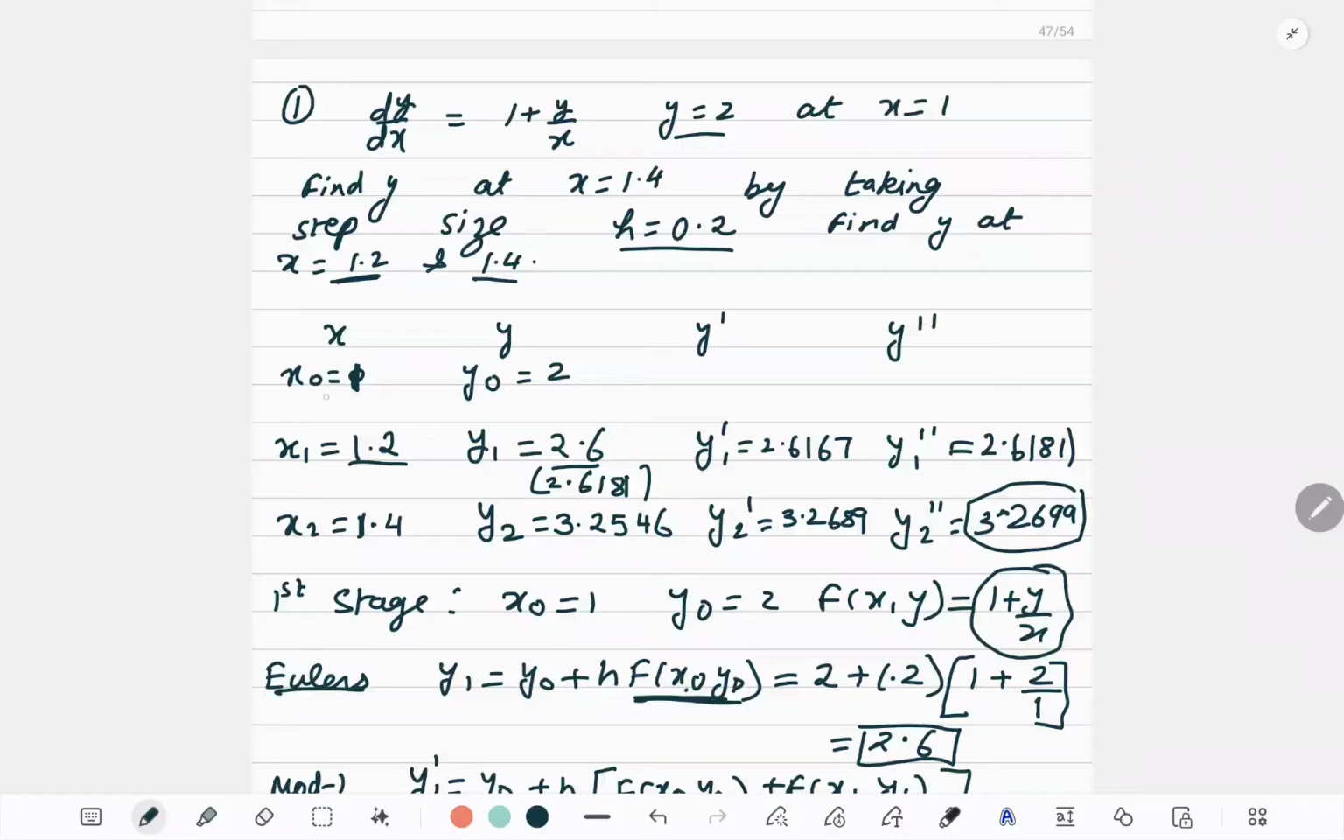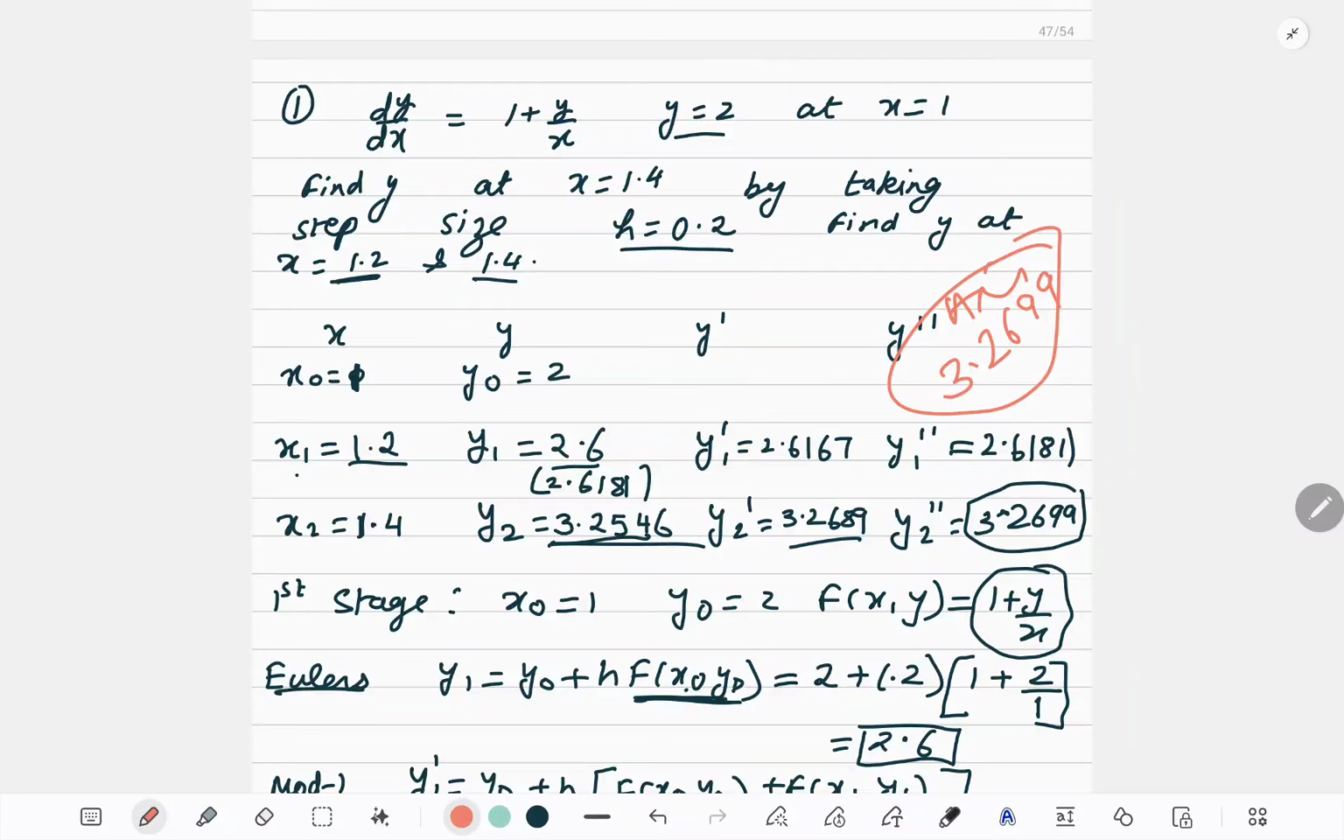Please understand, when you are doing for x0 and y0, you are getting y1. In the same way, when you are doing for x1 and y1, you are getting y2, which was my required answer. So this was the raw value and I modified it. So my final answer is 3.2699. Okay. Now let's do one more question.